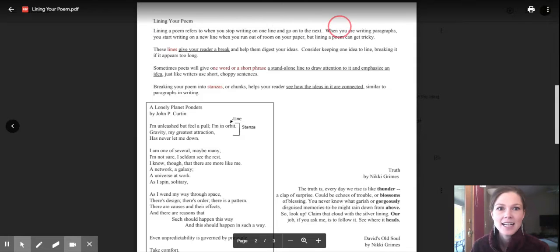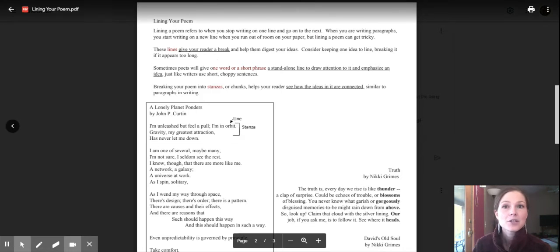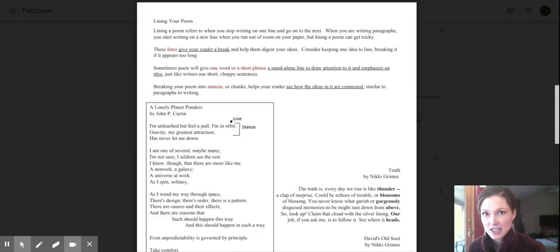You can see here on this line, I stopped because I ran out of room, and so I had to start over here. And we use sentences and periods to show where we're breaking ideas. But in a poem, we stop a line and we start over. And these lines give your readers a break to help them digest your ideas. Poetry is quite dense. There are a lot of ideas that are compacted together into a short piece of writing. So you really need to give your reader time to think about the things that you're saying.